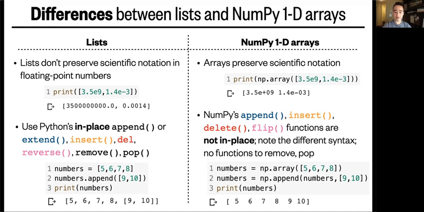And lastly, you should know that the append function for arrays is more like the extend function for lists, and that the list version of append creates this sort of annoying subarray when you add multiple values, while NumPy's append doesn't. So again, NumPy's append function is like extending a list.